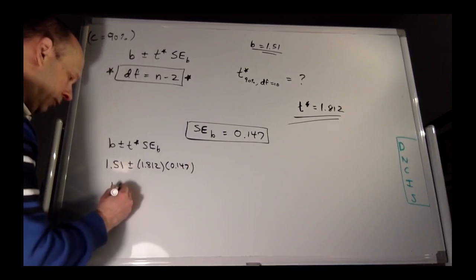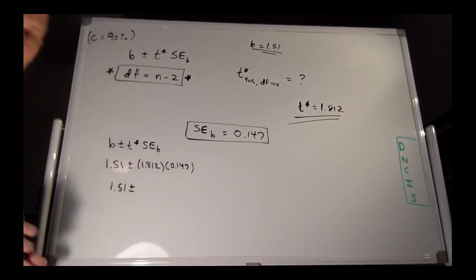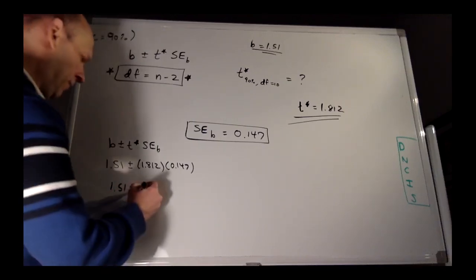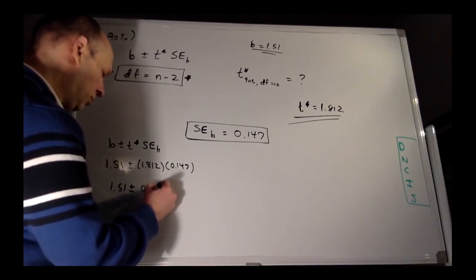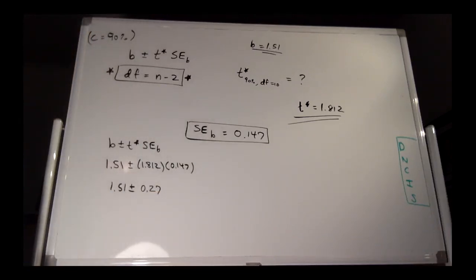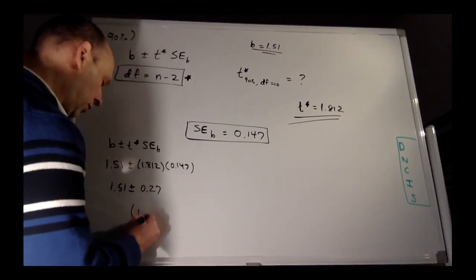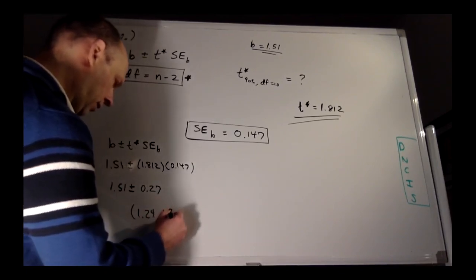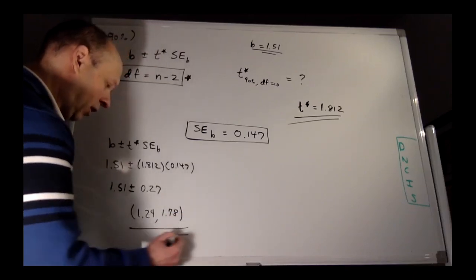What I like to do is just multiply these two numbers together because that gives us the margin of error. So 1.812 times 0.147, and we get 0.266-ish. In fact, I'll just call it 0.27 for simplicity's sake. That's your margin of error, the size of our net to the right and to the left. So if we do 1.51 minus this number and 1.51 plus this number, we get the confidence interval from 1.24 up to 1.78. So there's the calculation of our interval.